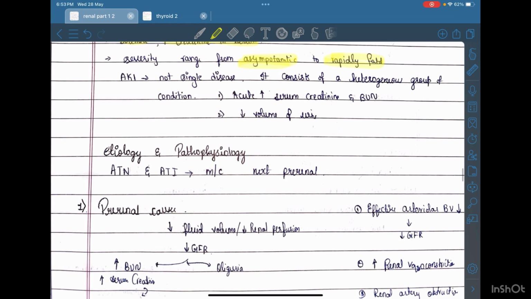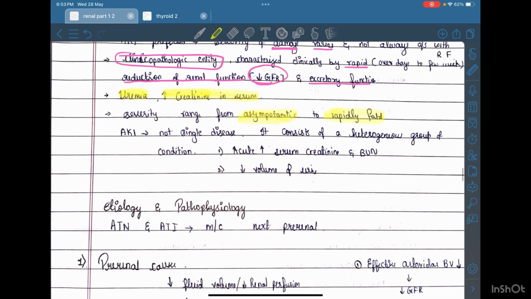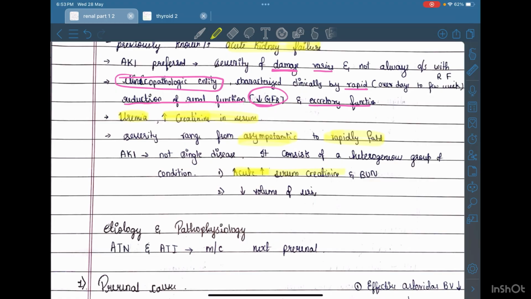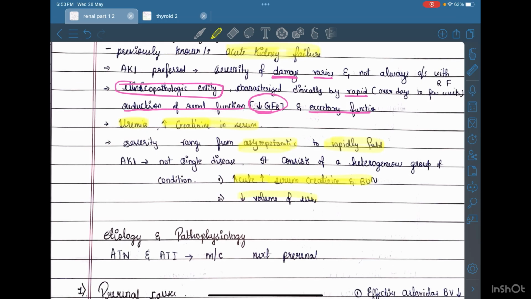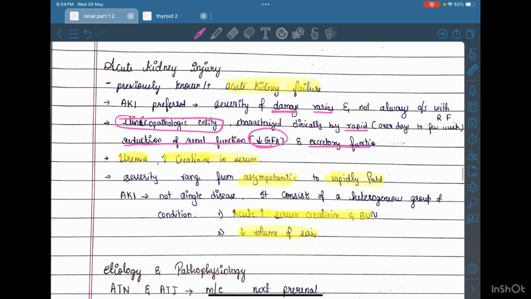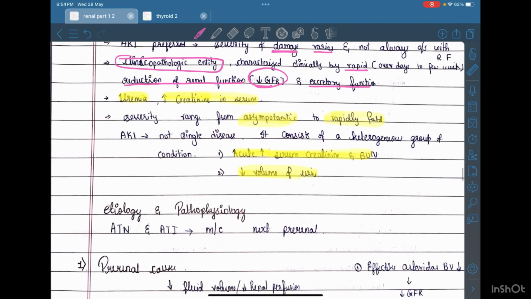It's not a disease, it consists of a heterogeneous group of conditions, with an acute increase in serum creatinine and blood urea nitrogen and decreased volume of urine, that is oliguria, as well as increased serum urea levels. So this is acute kidney failure. What is acute kidney injury? Earlier it was known as acute kidney failure, but it's a clinico-pathological entity characterized by a rapid decline in renal function.